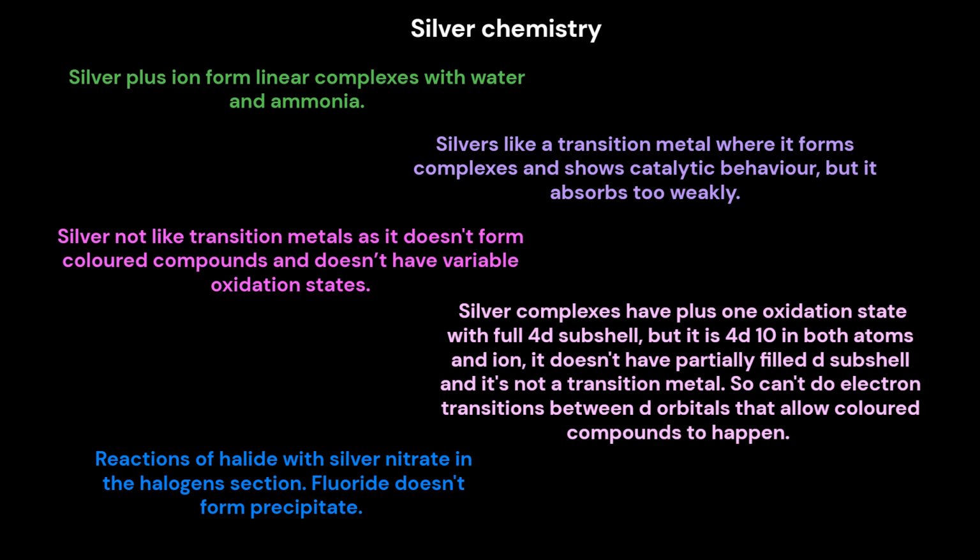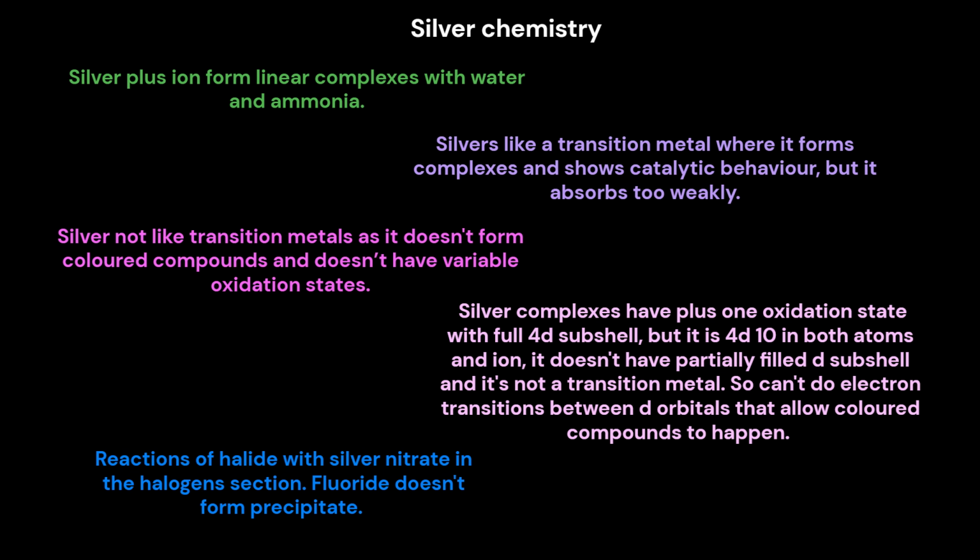Silver chemistry. Silver plus ions form linear complexes with water and ammonia. Silver is like a transition metal where it forms complexes and shows catalytic behavior, but it adsorbs too weakly. Silver is not like transition metals, as it doesn't form colored compounds and doesn't have variable oxidation states. Silver complexes have a +1 oxidation state with a full 4d subshell, but it is 4d10 in both the atom and ion. It doesn't have a partially filled d subshell, and it's not a transition metal. So it can't do electron transitions between d orbitals that allow colored compounds to happen.